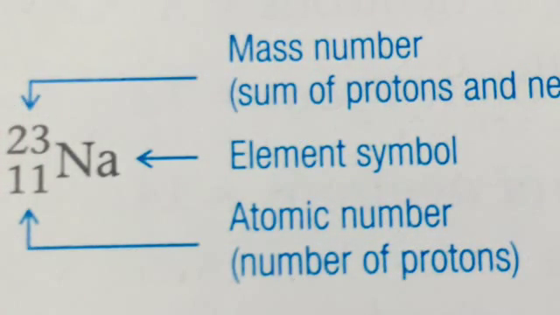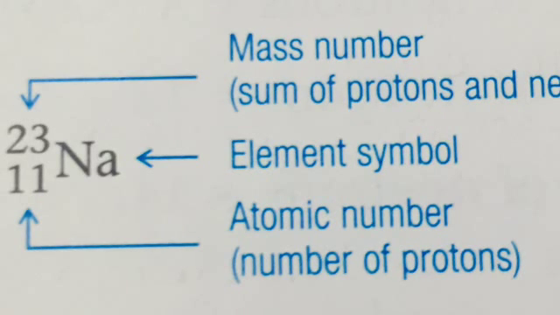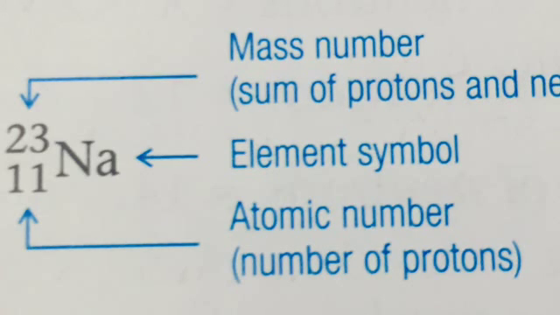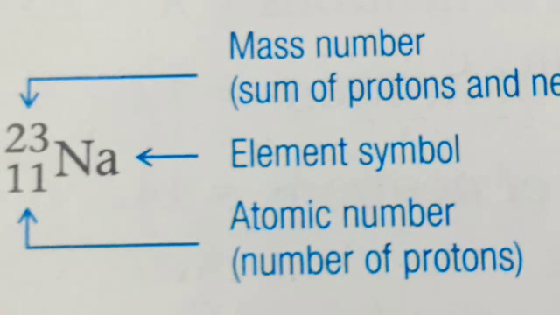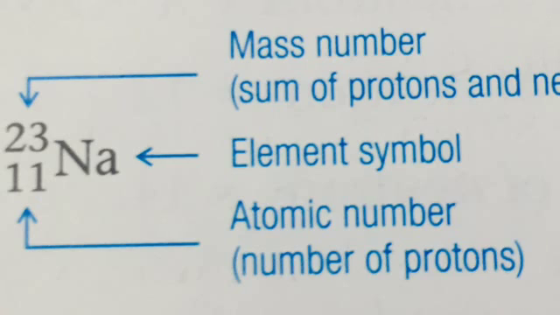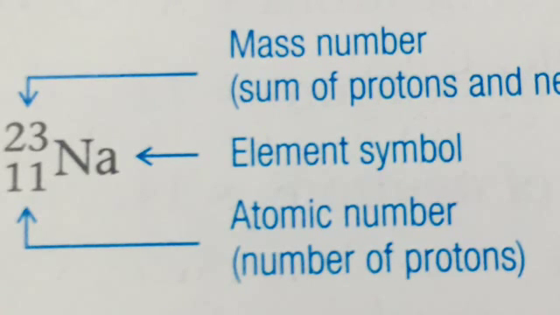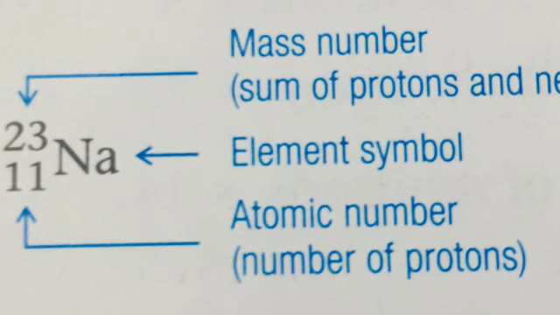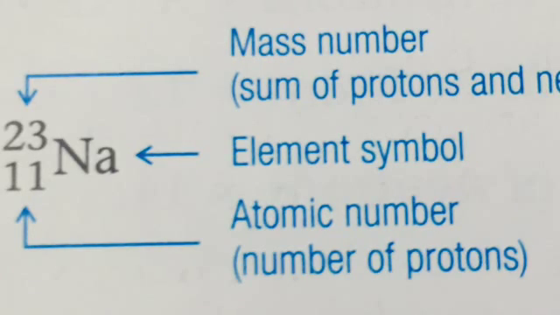Here we have one isotope of sodium. The top number is the mass number, that's the sum of the protons and the neutrons. The bottom number is the atomic number, that's the number of protons. And the element symbol in this case for sodium is Na. Recall that the way we discover how many neutrons there are in the element is that we take 23 minus 11 to get 12 total neutrons. So again, in order to determine how many neutrons, you need to subtract the mass number minus the atomic number.